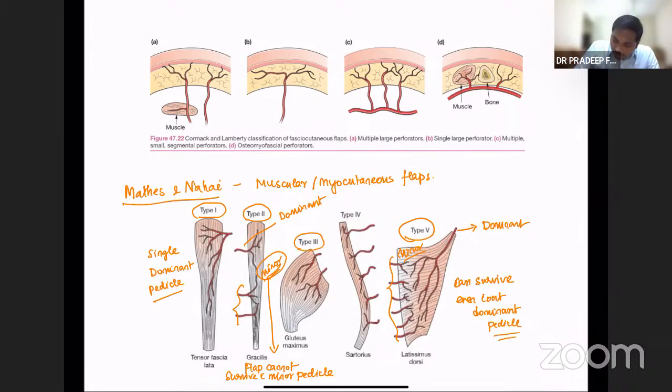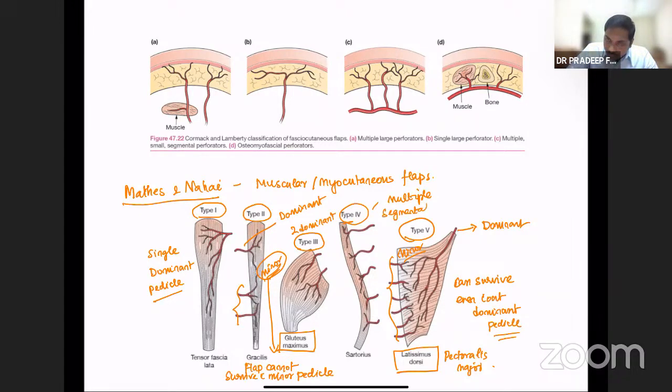Type 3 has two dominant pedicles. The common example is gluteus maximus. For type 5, the common examples are latissimus dorsi as well as pectoralis major. And type 4 is multiple segmental pedicles. This is type 4.